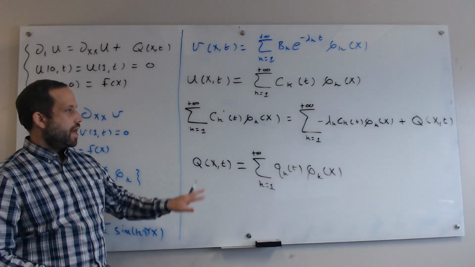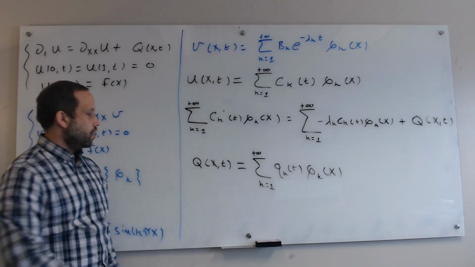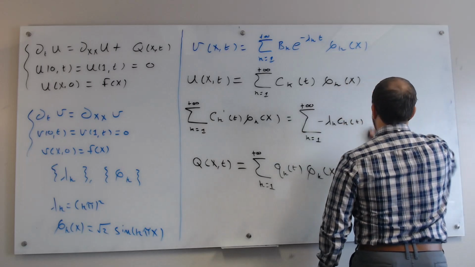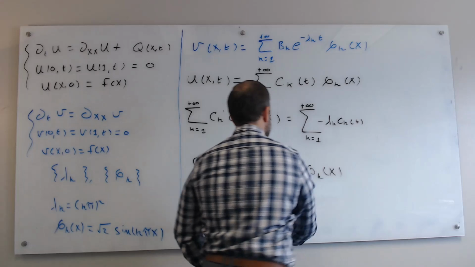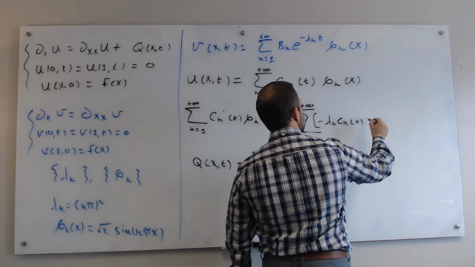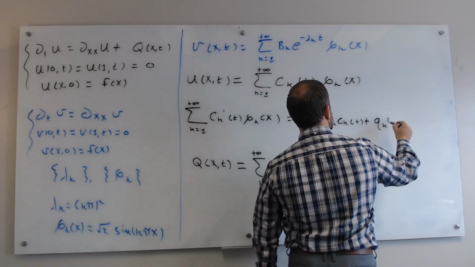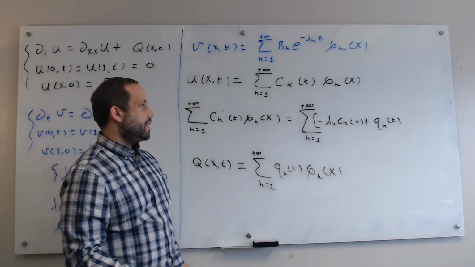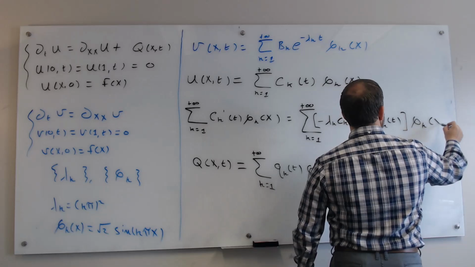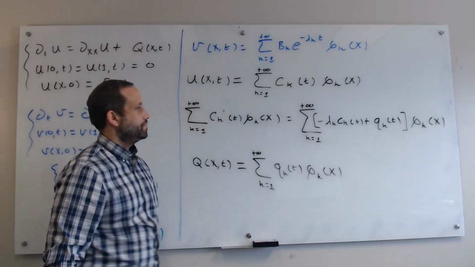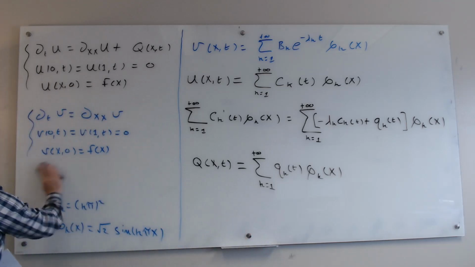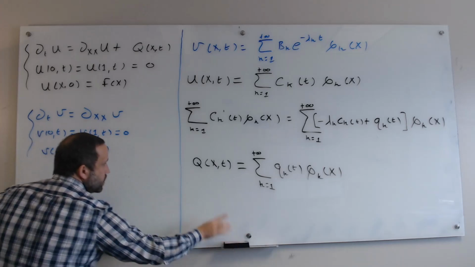So I'm going to take this, and instead of writing q of x,t, I'm just going to write this all together. So we're going to have minus lambda_k c_k plus q_k of t times phi_k of x. Okay, now because I need to use this room over here, I'm going to erase this. Now what is q_k of t?